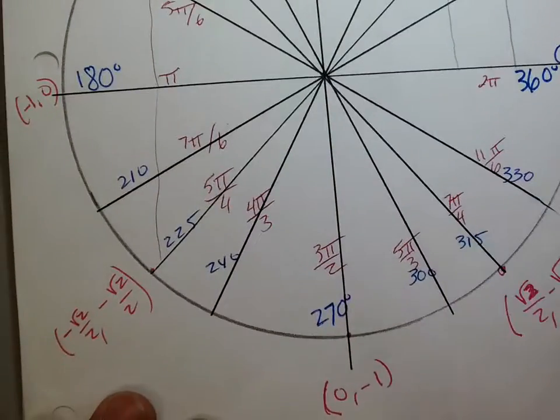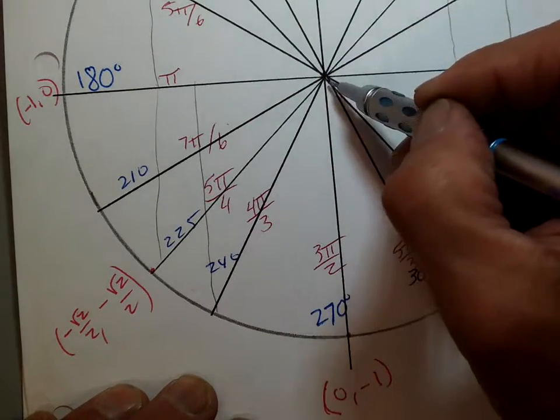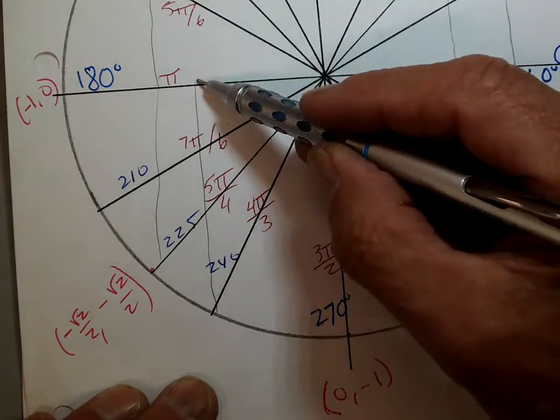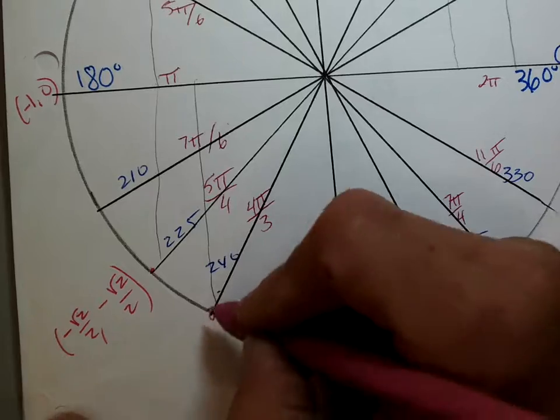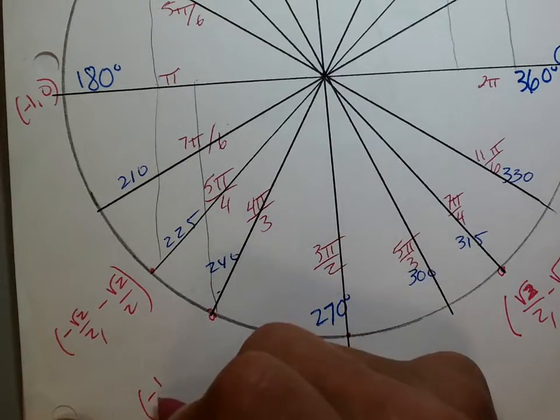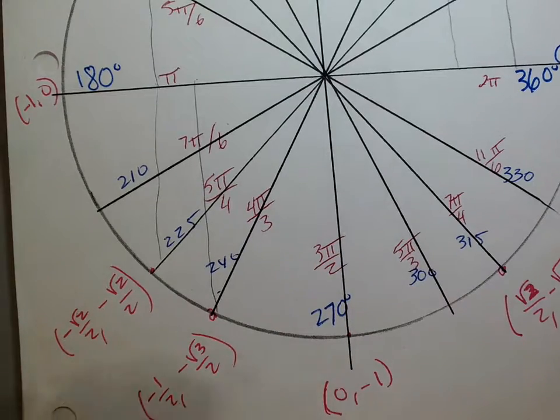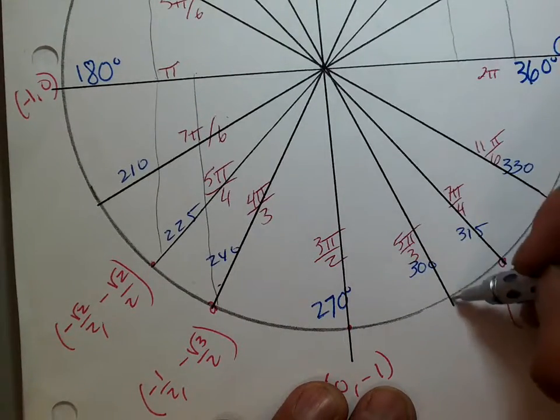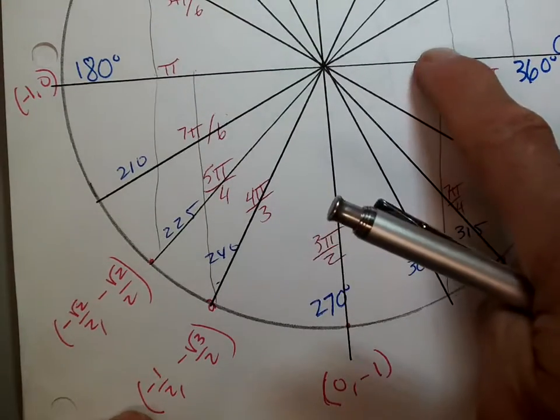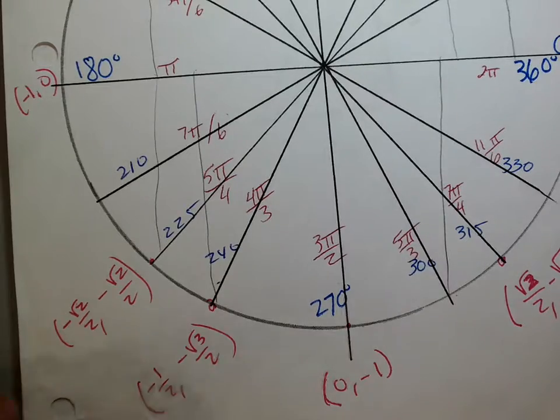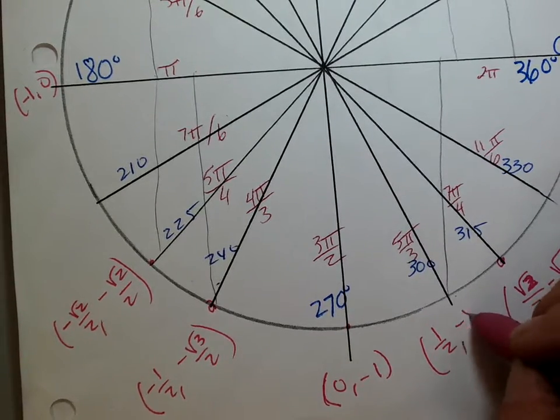We got another 30, 60, 90 triangle right here at 240, except you got to go back 1/2 and down the square root of 3 over 2. So its coordinate would be negative 1/2 and negative square root of 3 over 2. And then we've got another 30, 60, 90 triangle right here at 300 degrees. It would be forward 1/2 and down the square root of 3 over 2. So its coordinate would be positive 1/2, negative square root of 3 over 2.